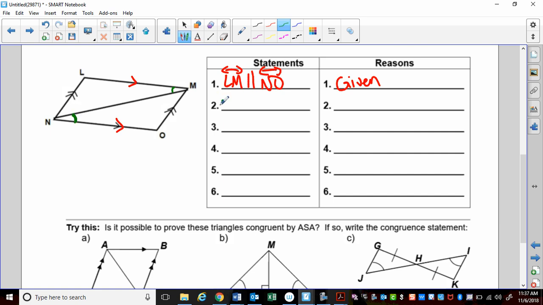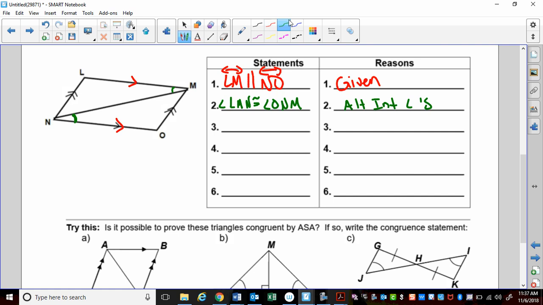So I can say this angle M, or LMN, is congruent to angle N, but not all of N and not this part of N. So I have to name it with 3 letters. ONM. These are congruent because they are alternating interior angles. Angle apostrophe S for angles.